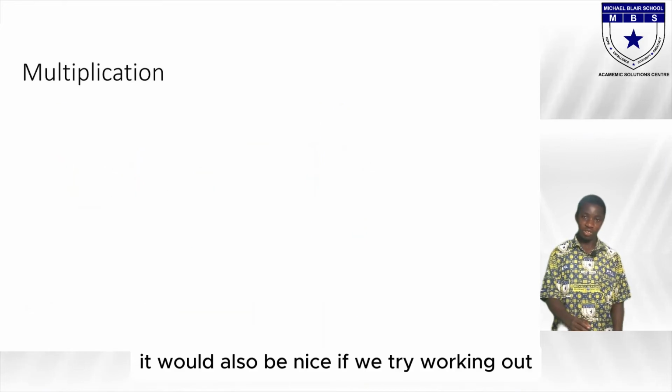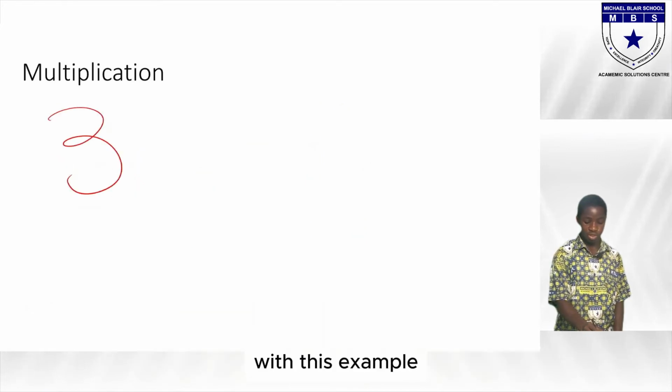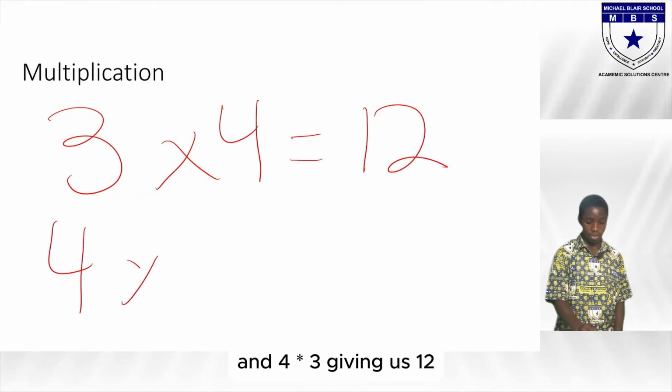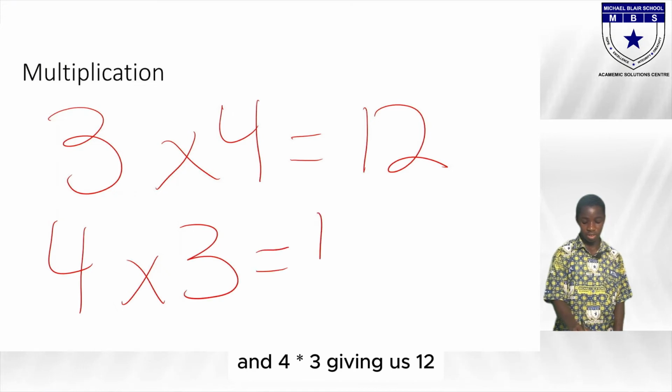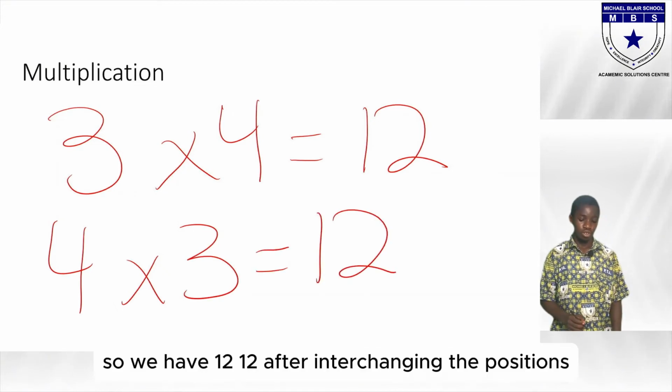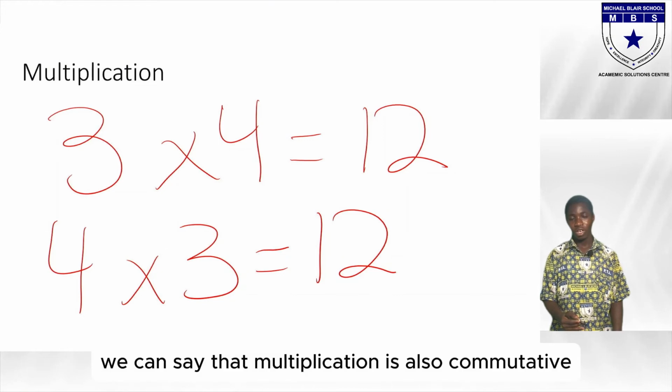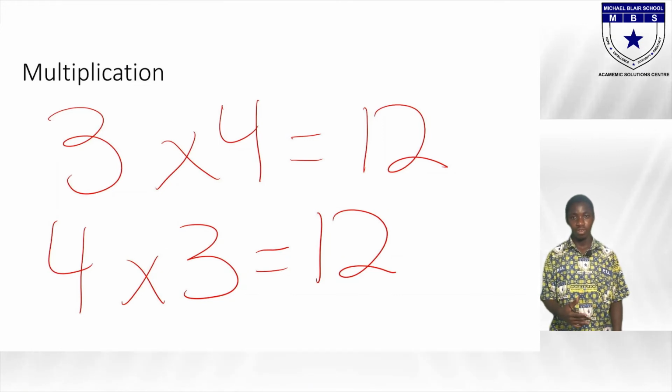It will also be nice if we try working out this example. 3 times 4 giving us 12, and 4 times 3 giving us 12. So we have 12, 12 after interchanging the positions, and therefore we can say that multiplication is also commutative.